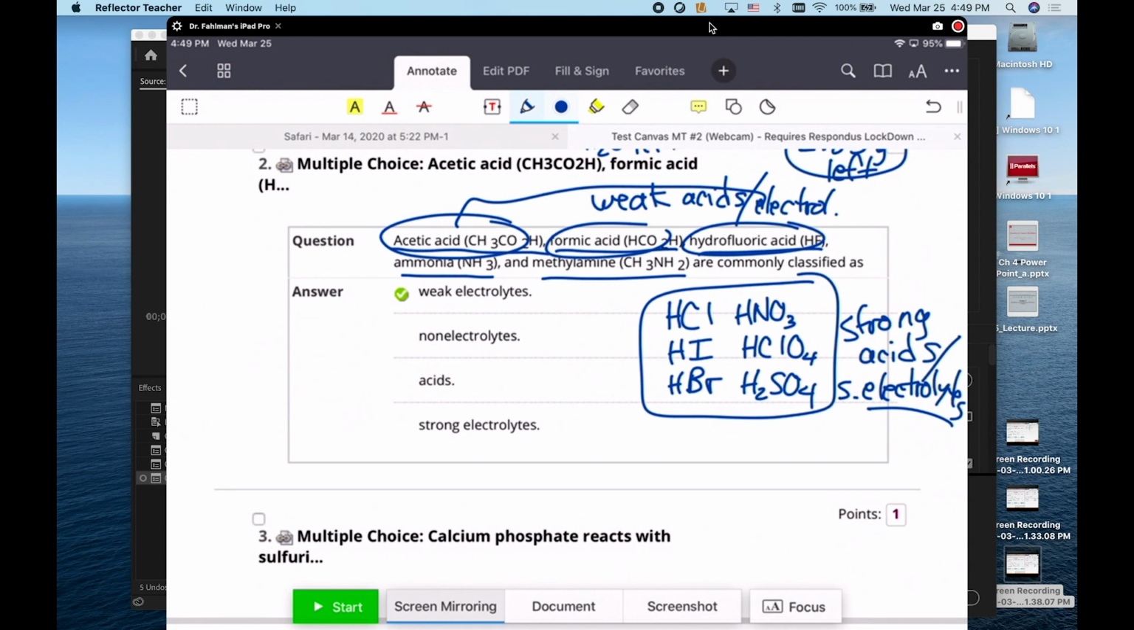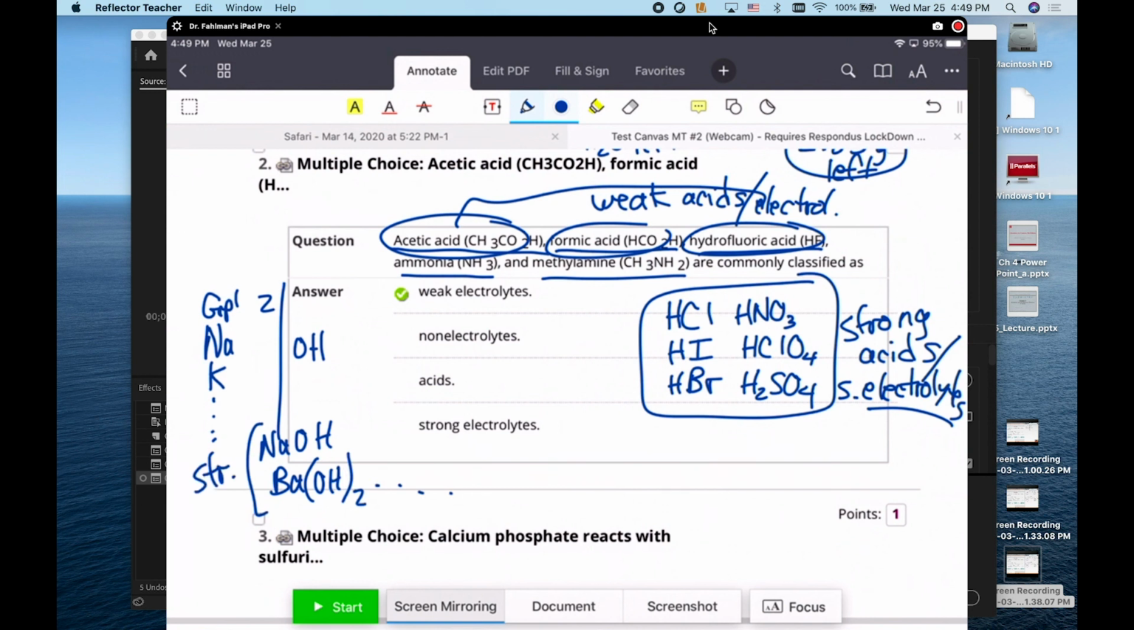And the only strong bases are things like sodium, potassium, so the group 1s, or the group 2 hydroxides. So NaOH or barium hydroxide, any of those, these are strong. But any of these that aren't on the list are also weak. So all of those are either weak acids or bases, and so they're weak electrolytes. A non-electrolyte is something organic that is not an acid or a base.